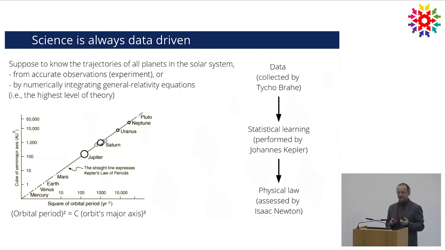And exactly, so typically what we had in history, we typically start from data. Then we have some kind of what we today call statistical learning. It could be done by a human. In this particular case, we go from the data collected by Tycho Brahe and then analyzed by Johannes Kepler that finds this law. And then this sinks into a physical law. In this particular case would be gravitational laws from Isaac Newton that are a little bit more general empirical rules, right?